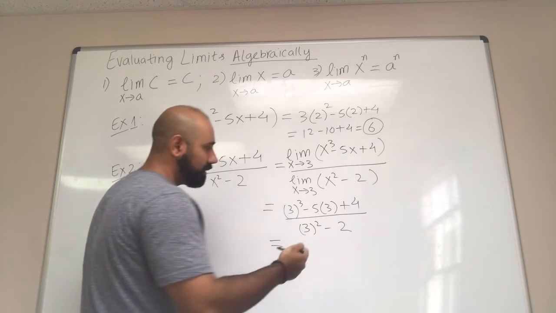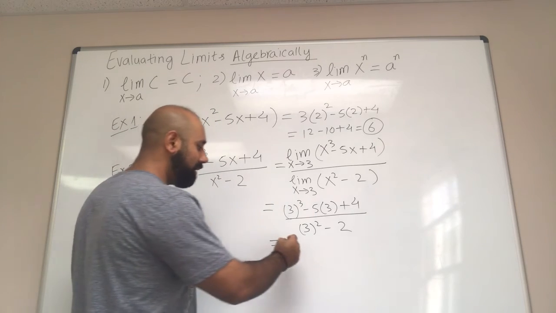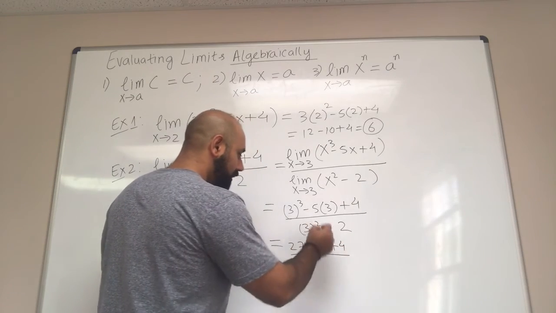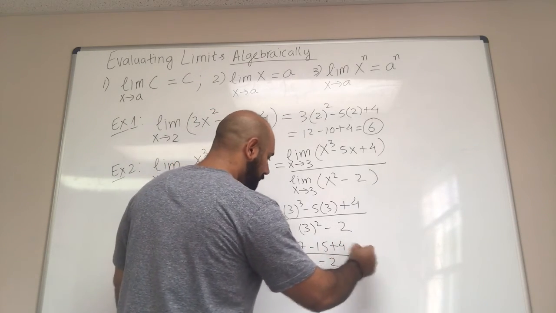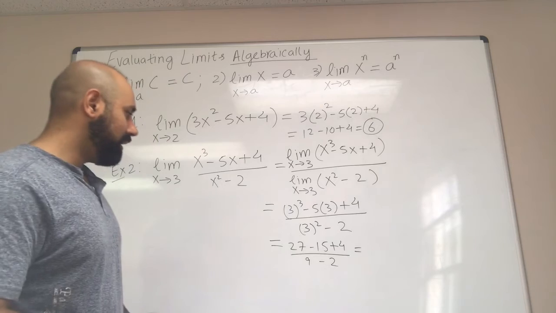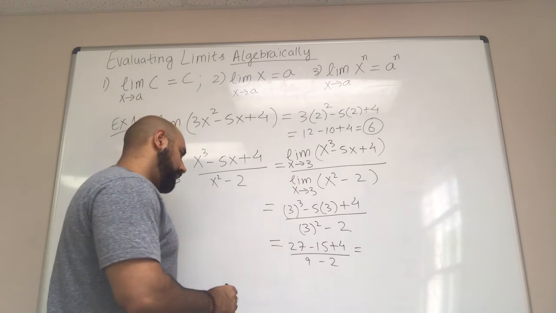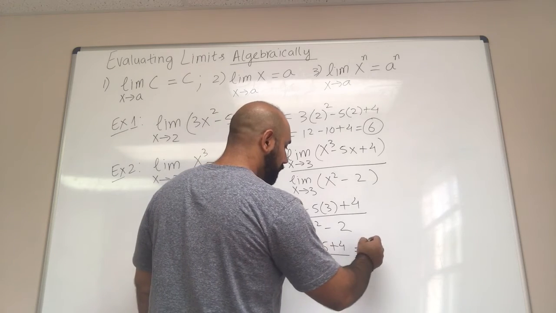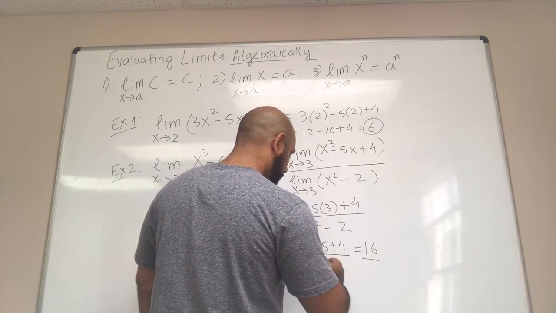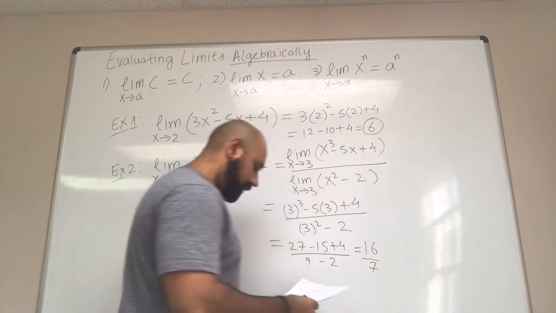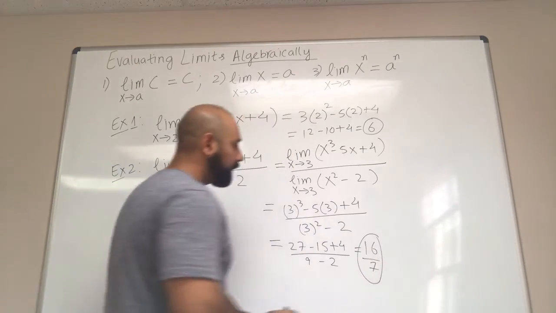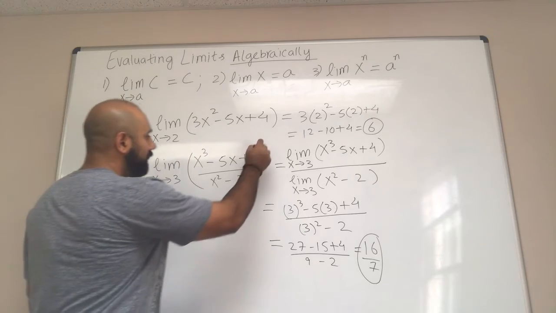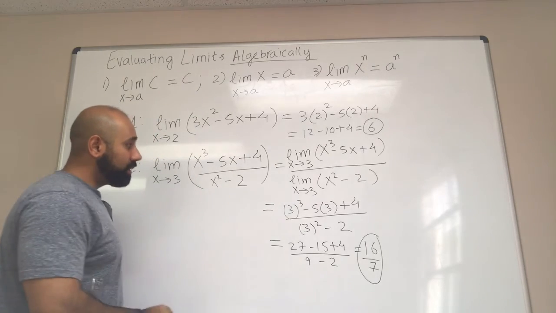3 cubed is 3 times 3 is 9 times 3 is 27 minus 15 plus 4. 3 squared is 9 minus 2. When we simplify this, 27 minus 15 is going to be 12. 12 plus 4 is 16. 16 over 7. So 16 over 7 is the limit.